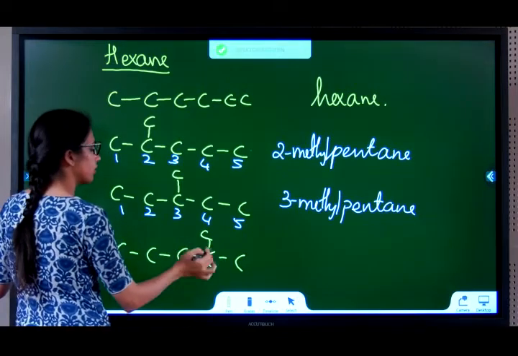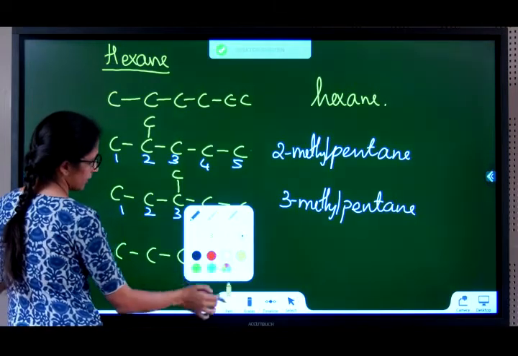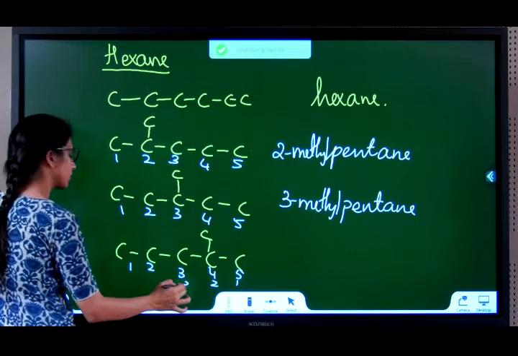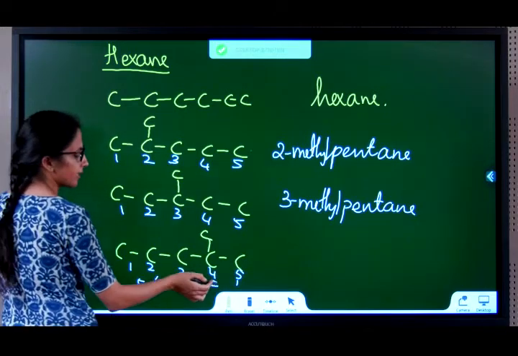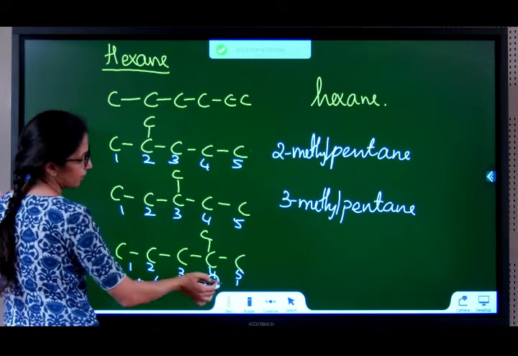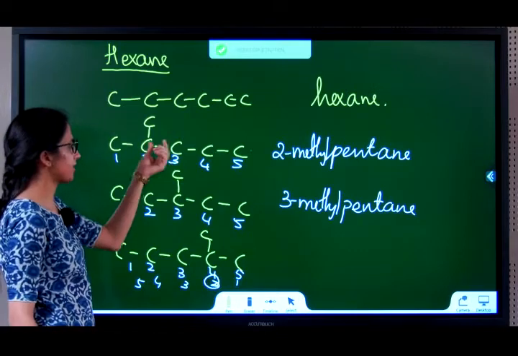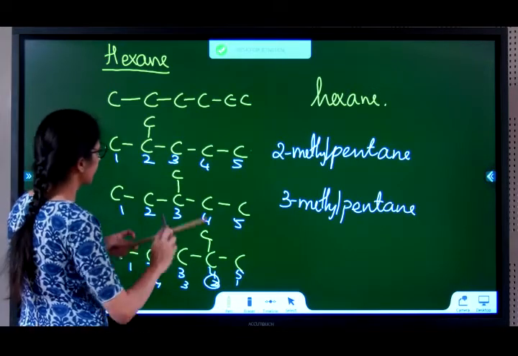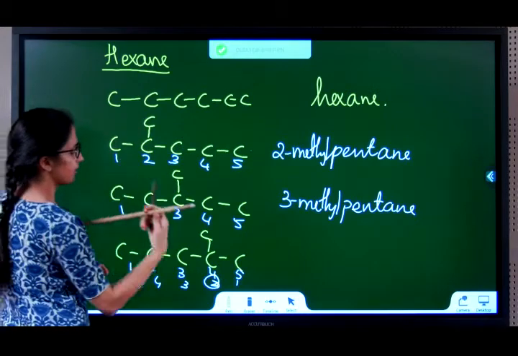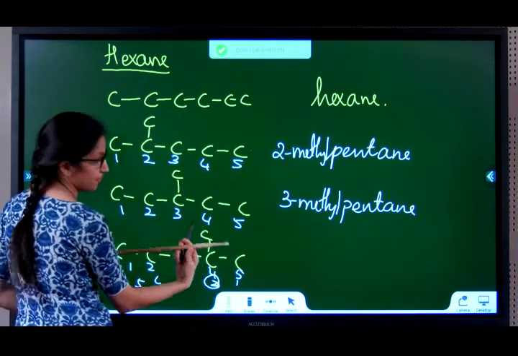Next, try at position 4. Is this right? 1, 2, 3, 4, 5. 1, 2, 3, 4, 5. Please observe, this is nothing but 2. So, it is nothing but 2 methyl pentane, which is same as this. I just explained here. If I simply turn this compound, I get this. Have I changed the position?